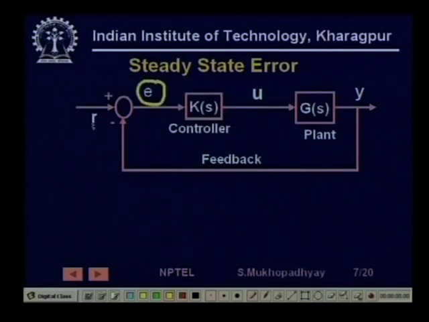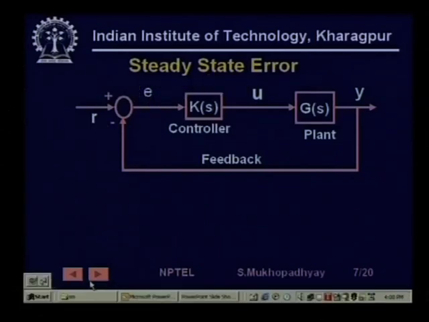That is, we want R to be equal to Y, at least in the steady state. Obviously, if R suddenly changes, Y cannot suddenly change. Y will take some time to come to the level of R, but once it comes, we want this error to be 0. We want 0 steady state error. This is our wish. So, how do we obtain that?